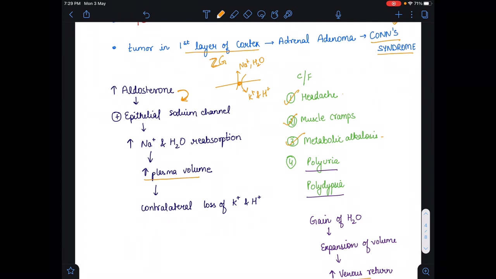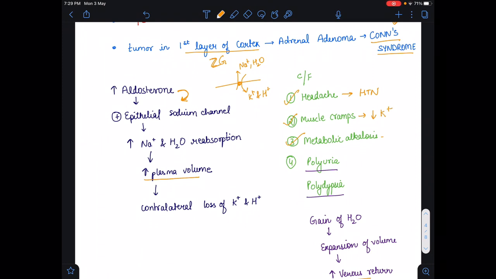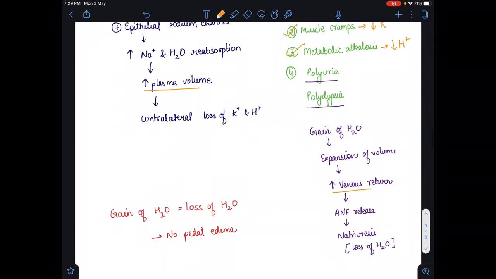So what are the clinical features? How do we identify that the patient has hyperaldosteronism or Conn syndrome? The patient has headache. Why is there headache? Because there is an increased plasma volume, which causes hypertension, and hypertension is the cause of the headache. Muscle cramps are there, due to hypokalemia, because potassium loss causes the muscle cramps. And metabolic alkalosis, as we know, there is loss of hydrogen ions, so it causes metabolic alkalosis in the blood. The patient also has polyuria and polydipsia.